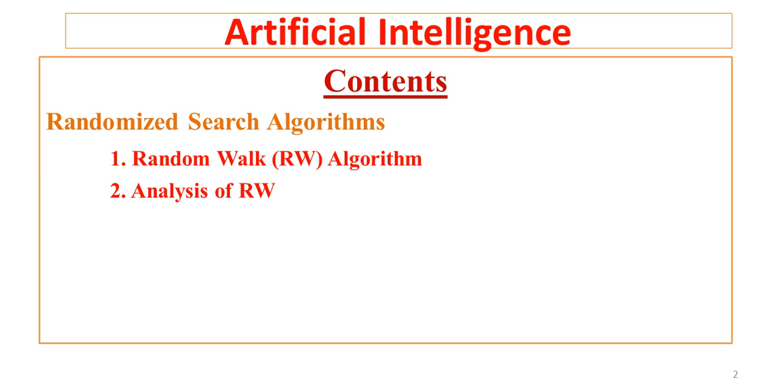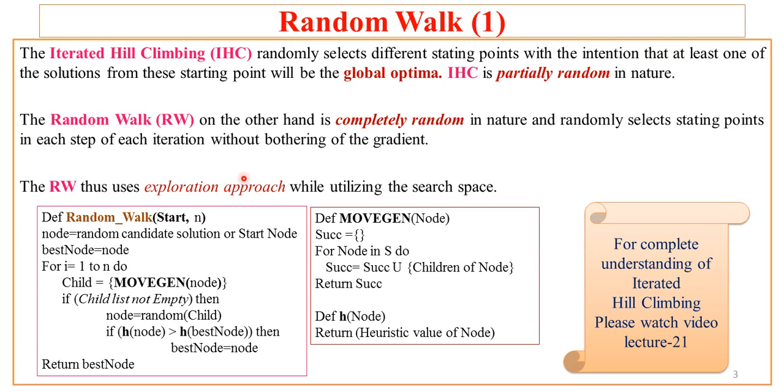The contents of this lecture are, we'll see the random walk algorithm and after that we'll try to analyze the random walk algorithm. The iterated hill climbing algorithm randomly selects different starting points with the intention that at least one of the solutions from the starting point will be a global optima. And this iterated hill climbing algorithm we have already seen in the earlier lecture.